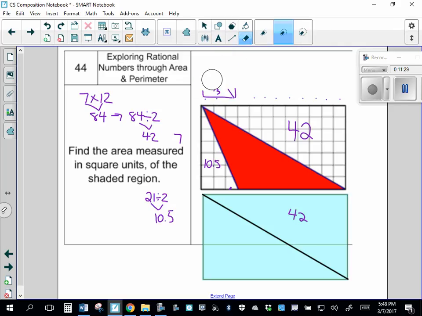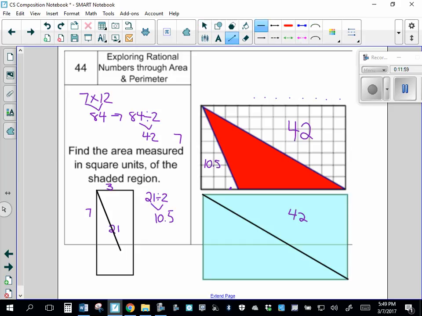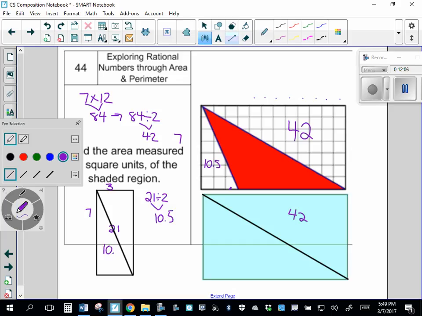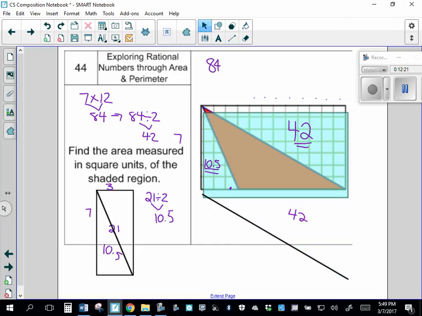So just to make that a little bit easier to visualize, and also sometimes doing something twice is helpful, I looked at this rectangle here, and if I pull it out of the picture, the dimensions of that rectangle were 3 by 7. So the whole rectangle was 21 units. But I am only interested in the bottom of the rectangle. So I divided 21 into 2 parts and got this to be 10.5. So now I have 10.5 and 42, but the whole thing is 84 square units. The whole rectangle is 84 square units.